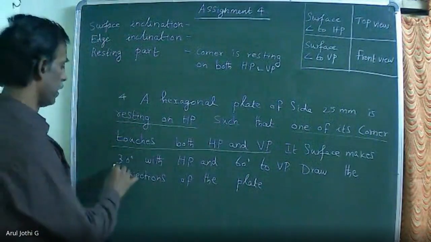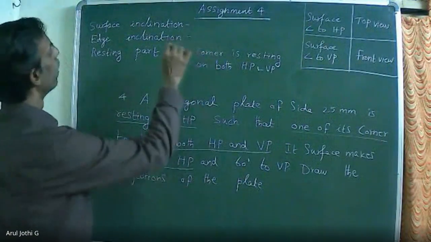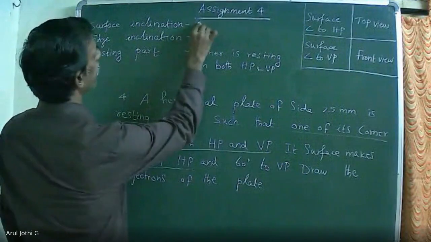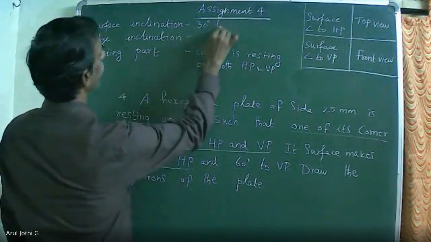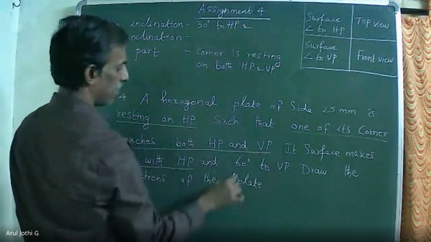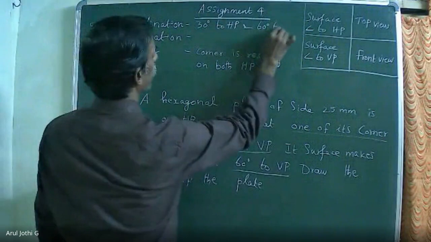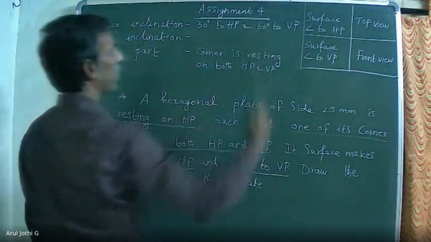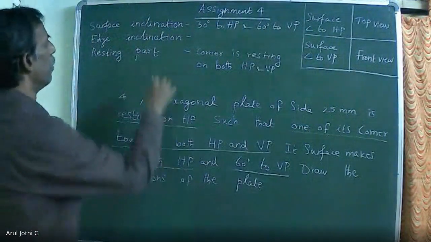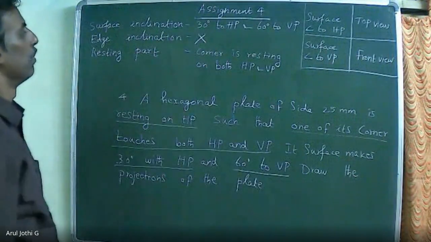And the surface is inclined 30 degree with the HP. The surface inclination is given. Surface is inclined 30 degree to HP. Also the surface is inclined 60 degree to VP. So two surface inclinations are given. The edge inclination or apparent inclination is not given in this problem.